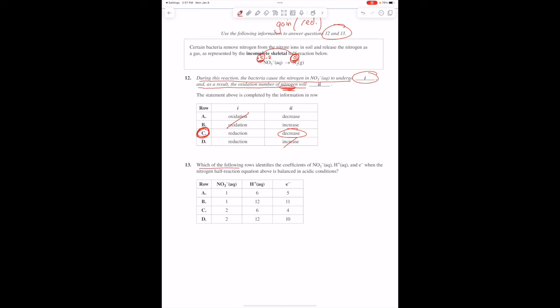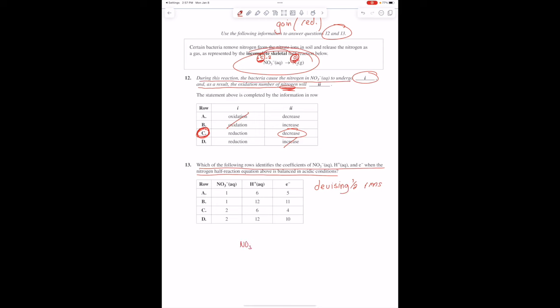Okay, so which of the following rows identifies the coefficients of NO3, H, and e when the nitrogen half-reaction equation is balanced in acidic conditions? Holy moly. Okay, I actually like these questions. These are fun. This is another, I would have said in class, devising half reactions. We've got this reaction up here, which is incomplete. We're now going to complete it.